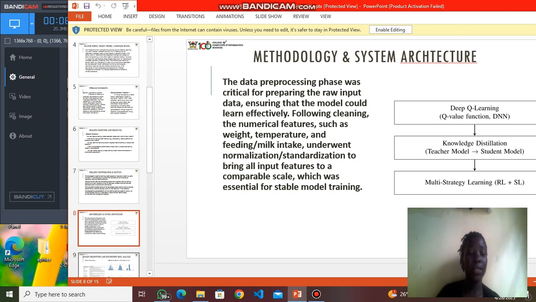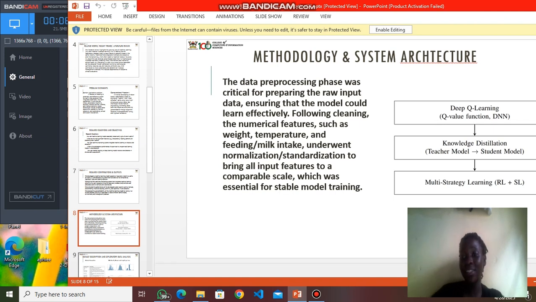So to conclude, with our methodology and system architecture, the methods we use are deep Q learning, distillation, and multi-strategy learning. When I talk about deep Q learning, I'm focusing on decision making. We teach this model to work: we provide some little information to it so that it recalls something, then goes ahead and applies that. Deep Q is all about choosing the best action based on a smart memory.